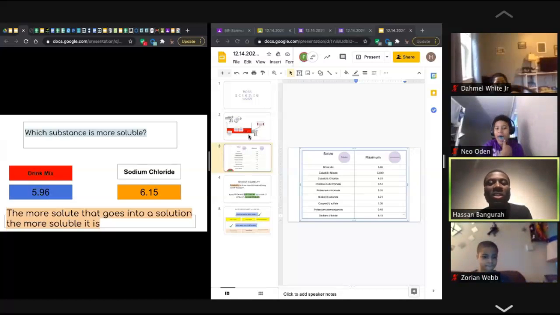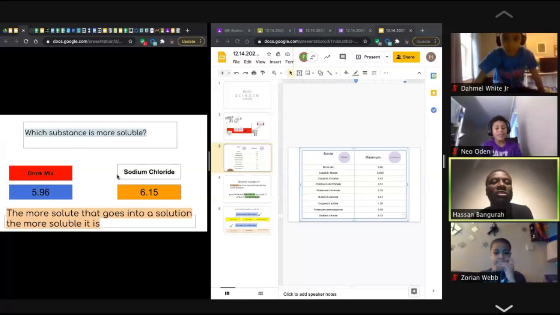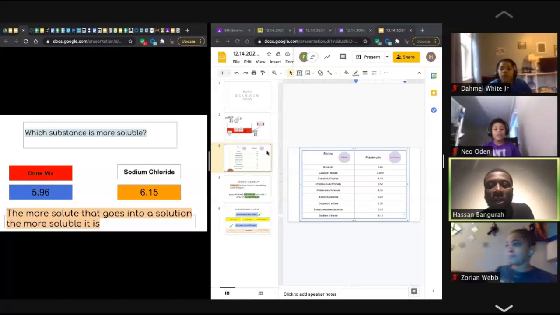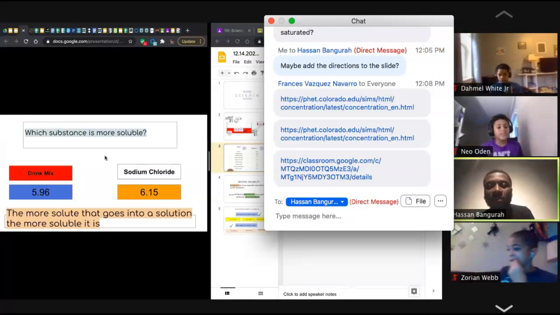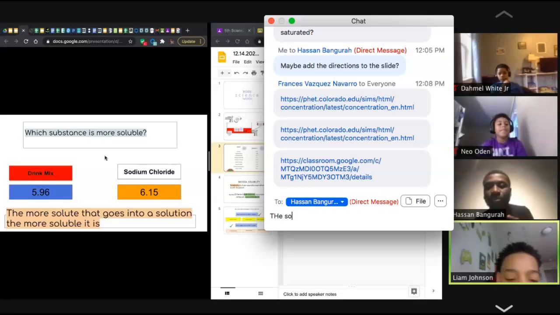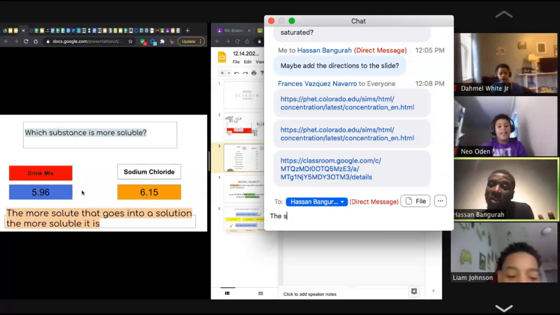Good. Awesome. So Liam, which one do you say is more soluble, the drink mix or the sodium chloride? Sodium. Yeah, why? What do you notice based on the information? Which number is bigger?